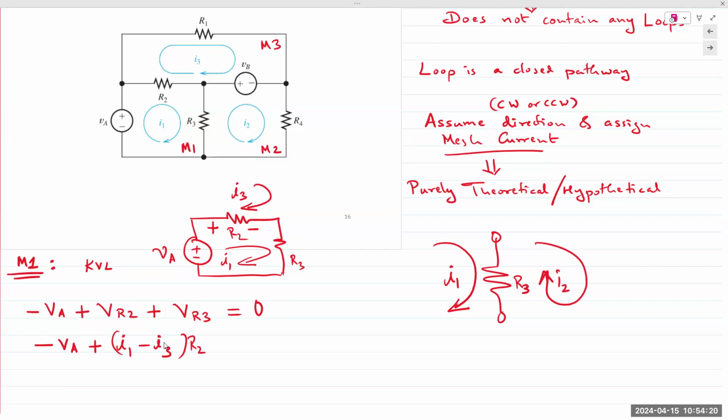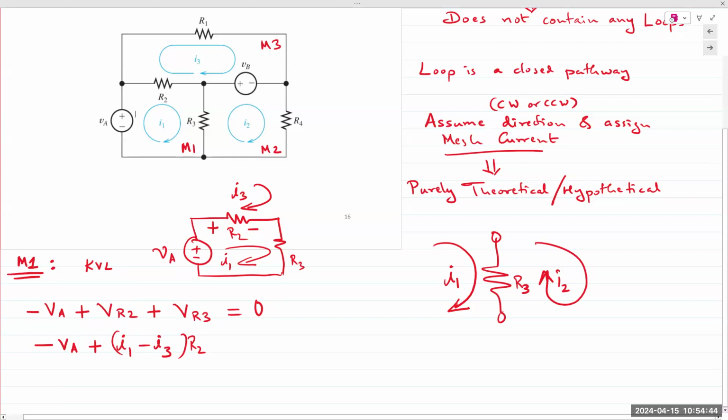And again, you can apply KVL mathematically, step by step. You will get that exact same answer that I'm saying. It'll become I3 minus I1. And that's why it does not matter which direction you choose for your mesh currents. You can mix and match. You can have one current clockwise, the other current counterclockwise. It does not really matter. When you sum up the voltages, it'll all end up correctly.